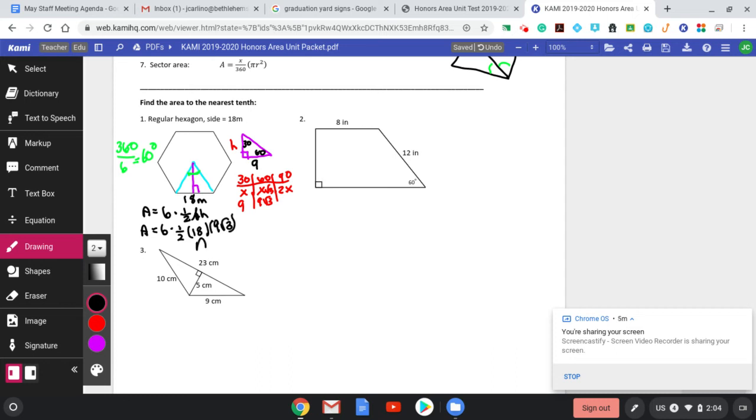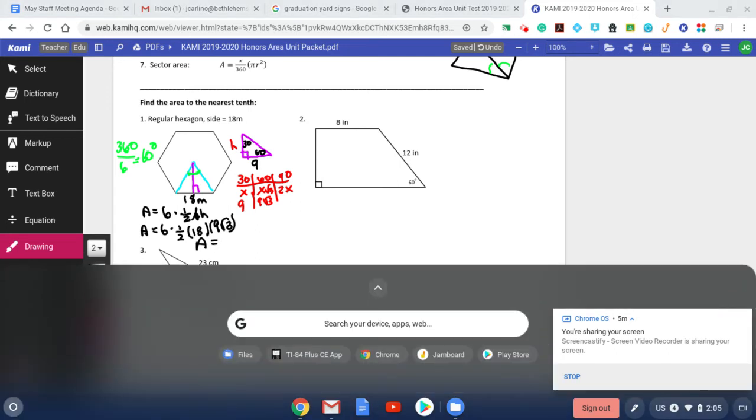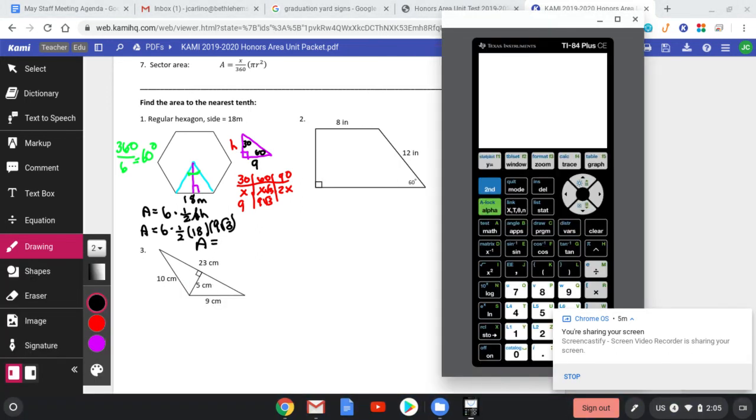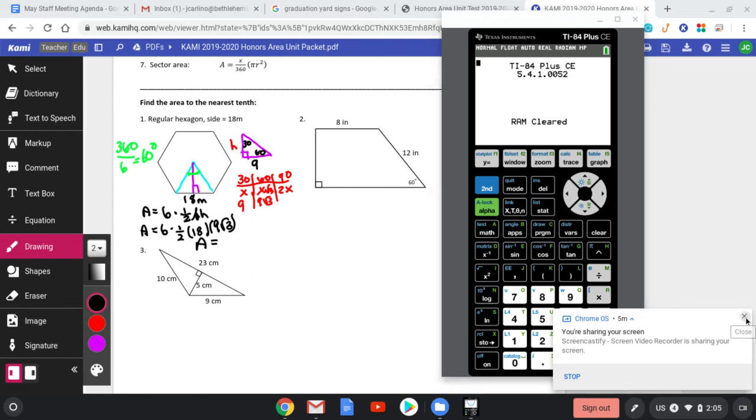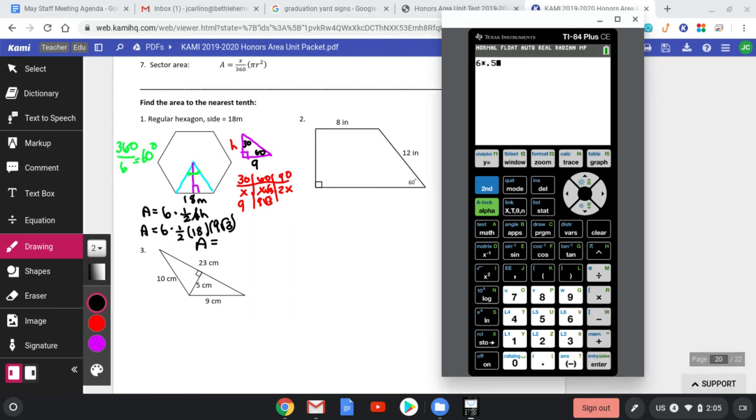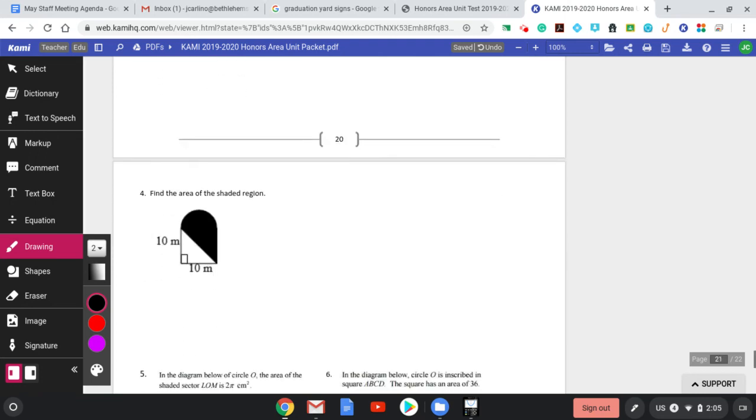Going to plug all of that into my calculator. So 6 times 1/2 times 18 times 9 radical 3. Then I round that to the nearest tenth: 841.8 square meters. There is a lot on there about regular polygons, so make sure you're comfortable with 30, 60, 90 and 45, 45, 90. And if it's not any of those degree measures, I'm going to have to use SOHCAHTOA. All right, let's move on.